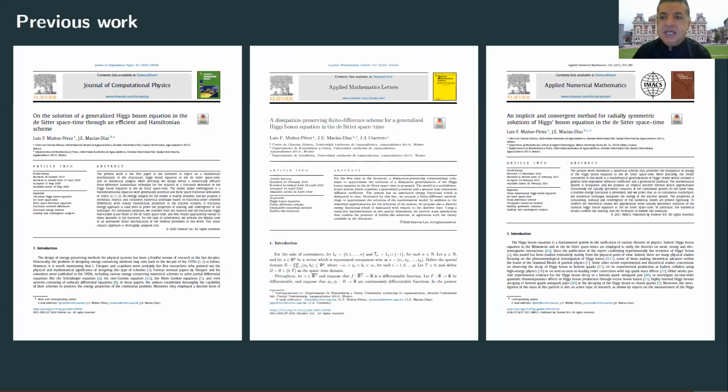Okay, finally, I want to stress that this work is a continuation of the previous work already published in these papers. So the idea is to show that the Higgs boson in the de Sitter space-times is a very interesting and important problem now.